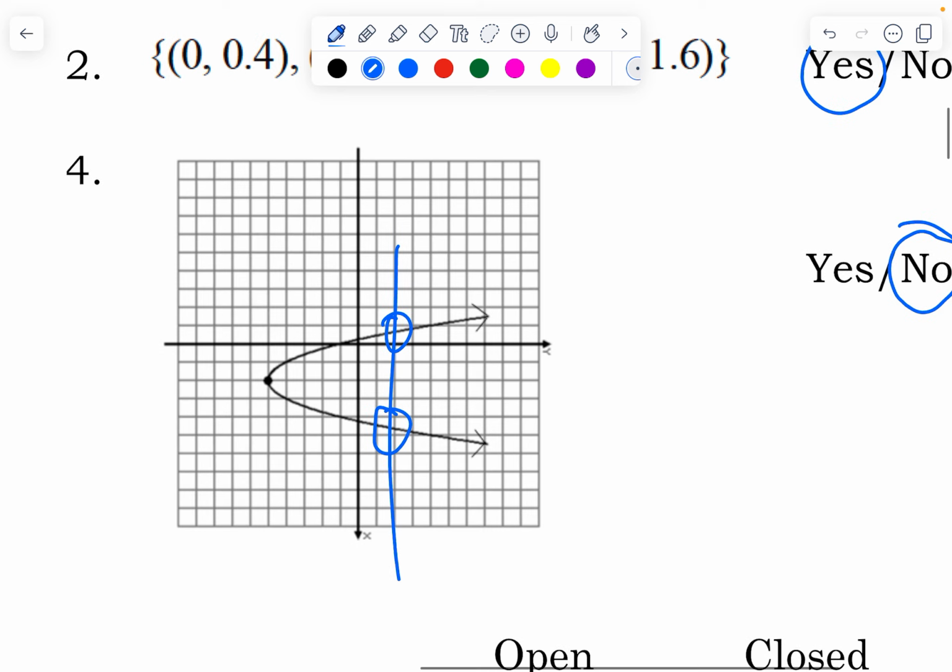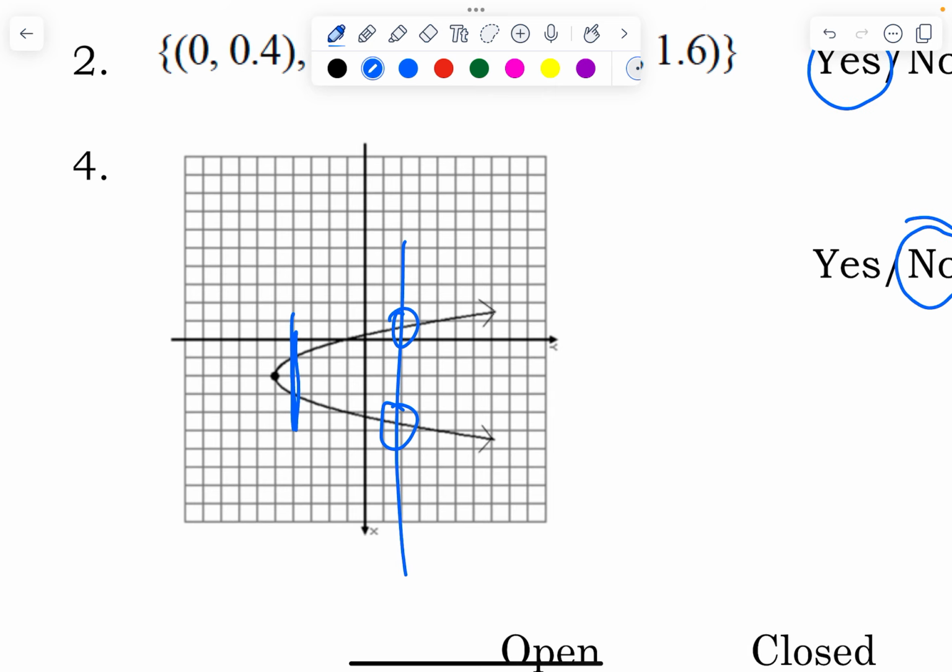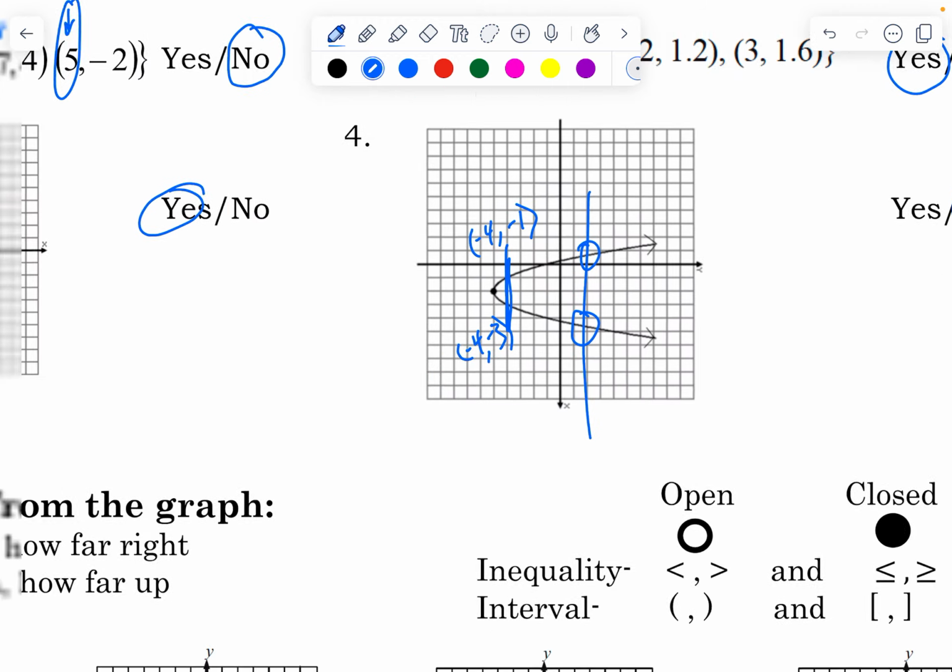Okay, let's look at this one. Do you see that it looks like I've got the point 1, 2, 3, 4. This is -4, -1, and then over here I have -4. This is 1, 2. I have -4, -3. And so I could say, no, this is not a function because the input value of -4 has 2 output values. One is -1 and one is -3. So it's not a function.